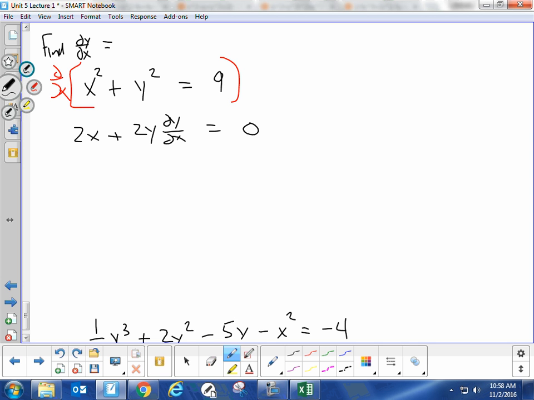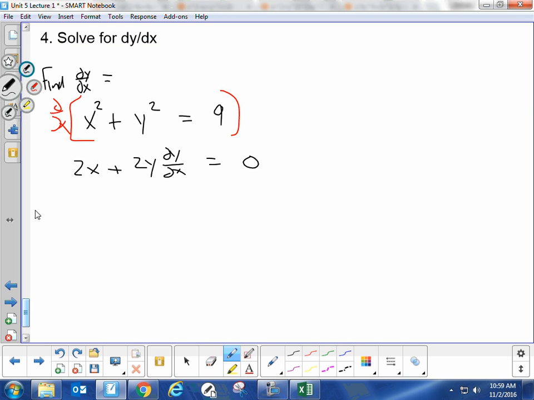And that's great. There's my dy/dx. That's what I'm trying to find. But again, it's going to be helpful if we have dy/dx equals, and we have an expression where my tangent slopes are equal to this. So the one thing we're going to have to do, which we're not used to doing, is we're going to have to solve for dy/dx.